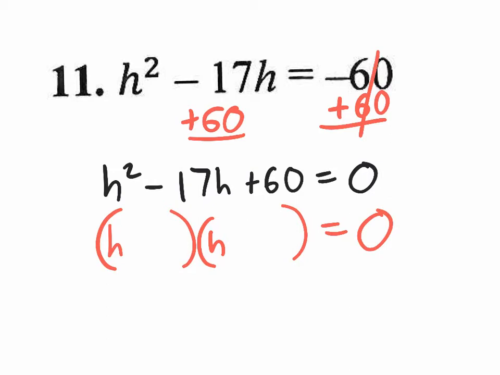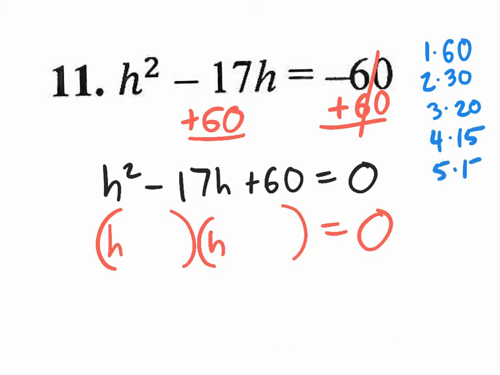So if you don't see it right off the top of your head, make a list. Obviously 1 times 60 is 60, 2 times 30, 3 times, and if you're struggling, use a calculator. 60 divided by 3 is 20, 60 divided by 4 on a calculator is 15, 60 divided by 5 is 12. 60 divided by 6 is 10. So those are all the possible multiples of 60. So which pair of numbers combines together to give us the middle value, negative 17?